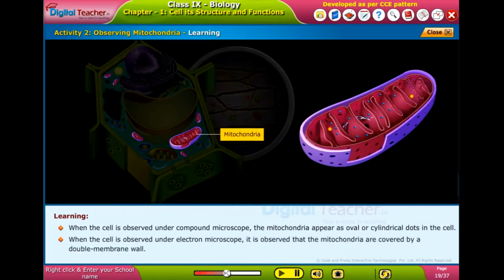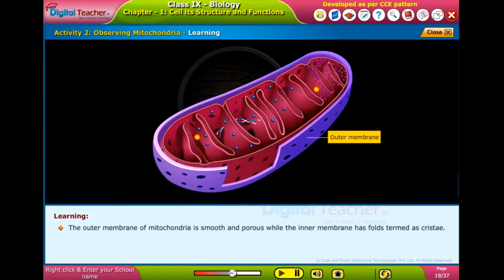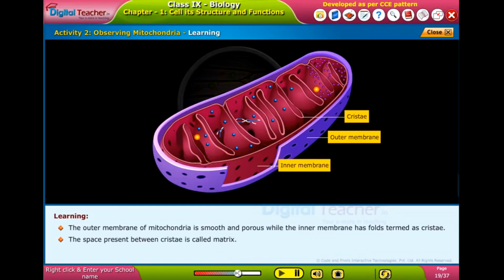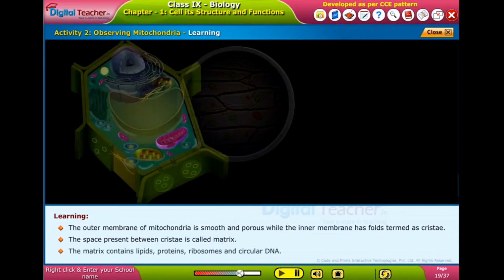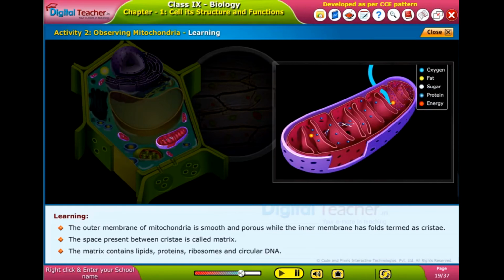When the cell is observed under electron microscope, it is observed that the mitochondria are covered by a double membrane wall. The outer membrane of mitochondria is smooth and porous, while the inner membrane has folds termed as cristae. The space present between cristae is called matrix. The matrix contains lipids, proteins, ribosomes, and circular DNA.